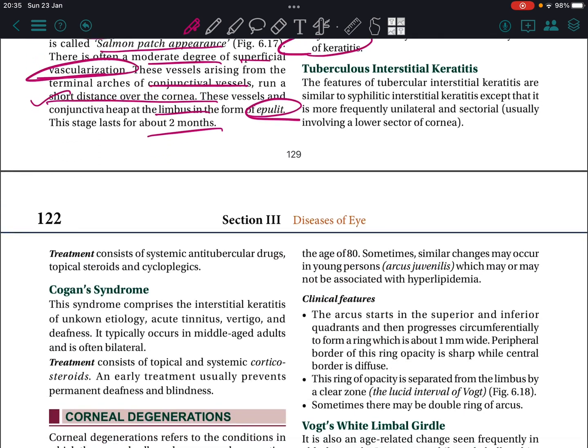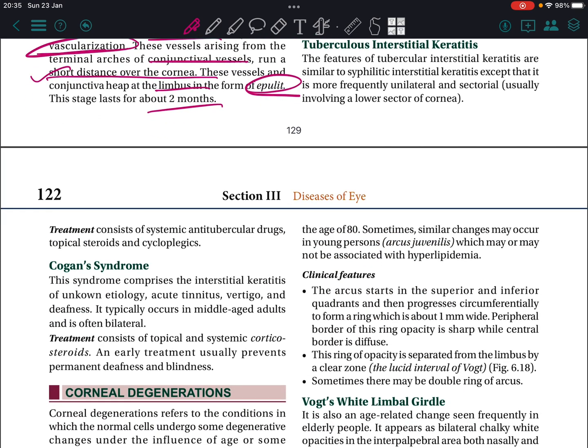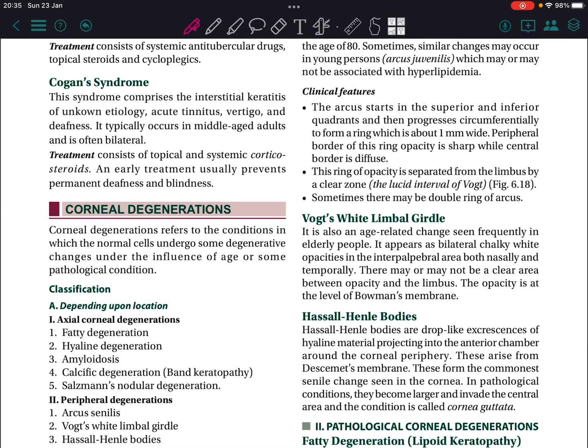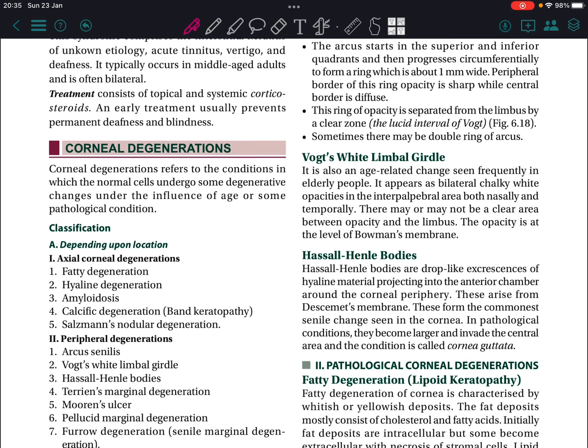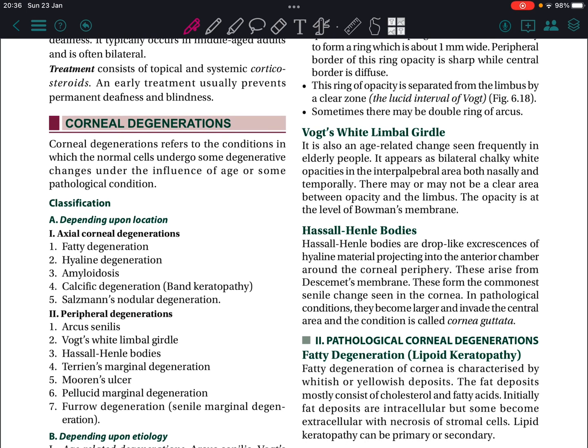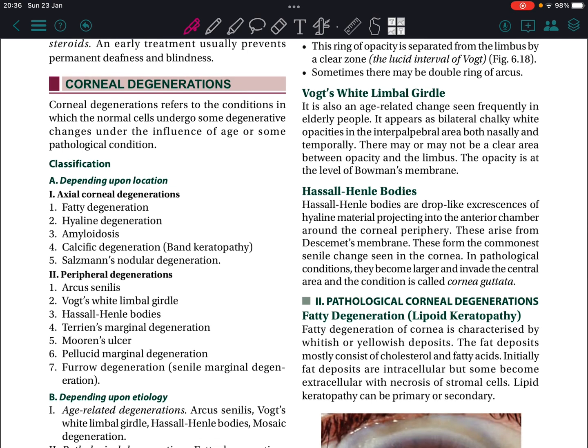Tuberculous interstitial keratitis. Features of tuberculous keratitis are similar to syphilitic keratitis. Treatment: cycloplegic, topical steroid. Cogan syndrome is a combination of interstitial keratitis of unknown etiology. Acute tinnitus, vertigo, and deafness accompany it. Treatment consists of topical and systemic corticosteroids. Early treatment usually prevents permanent deafness and blindness.